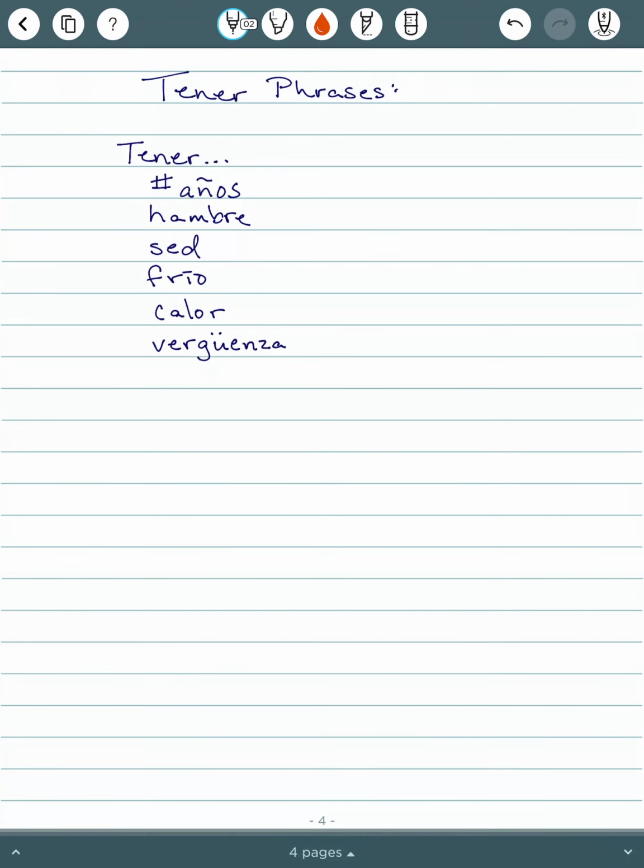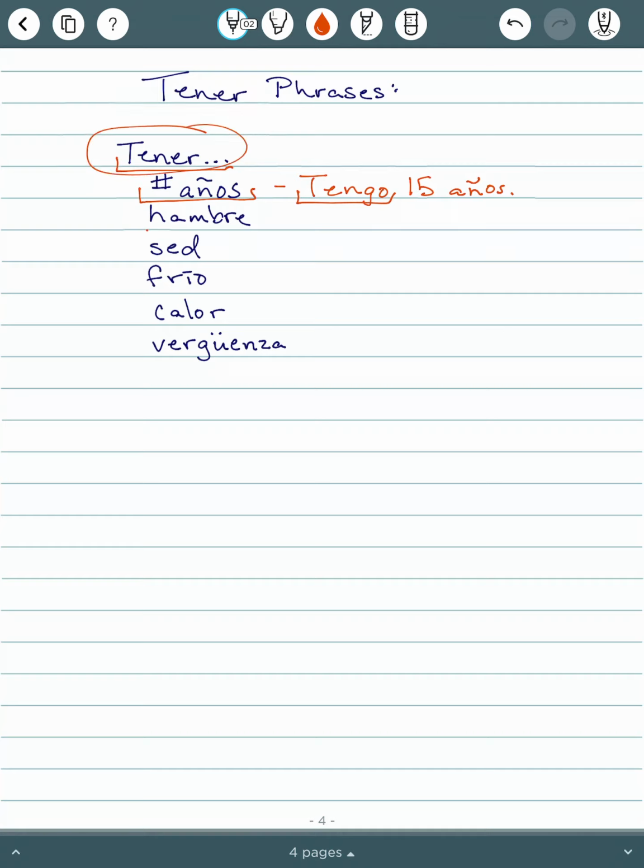Now, one last thing. We do have some tener phrases to be aware of. So these are things that don't translate very well literally. So you can use tener with number and años. Remember, if you say tengo 15 años, literally that's I have 15 years, but we would translate that as I am 15 years old. Now, you can see I changed it to tengo. I wouldn't want to say to have 15 years. I want to say I have 15 years. So you would still want to conjugate tener to go with who you're talking about.